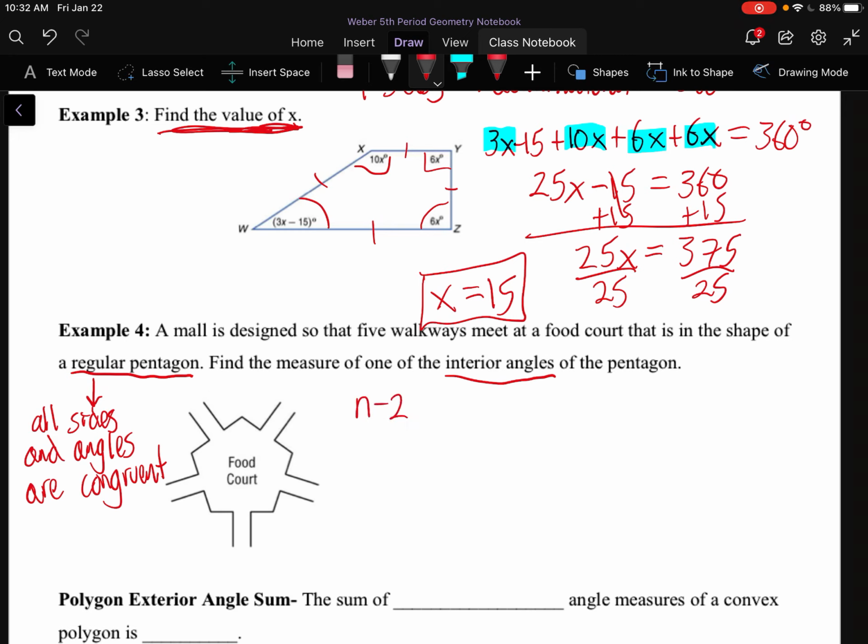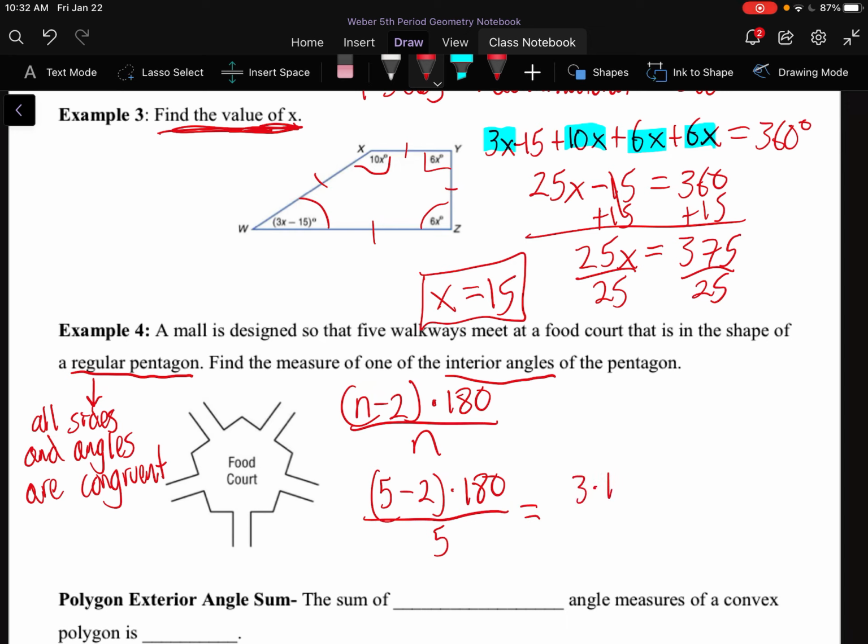That formula is (n minus 2) times 180 degrees, divided by n, where n is the number of sides. So I know my number of sides here is 5, so I just have to plug that 5 in for n in my equation. So (5 minus 2) times 180 divided by 5. If I simplify this, I get 3 times 180 divided by 5. If I simplify that one more time, I'm going to get 108 degrees. So one of these angles here is 108 degrees.